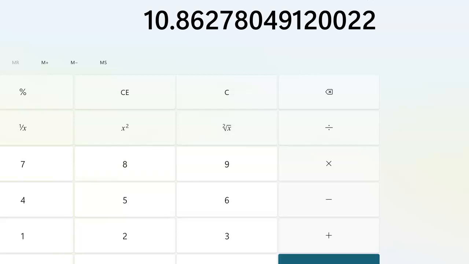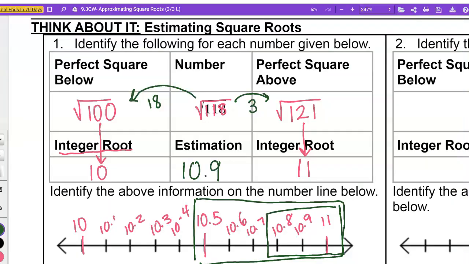That 6 would tell our 8 to round up, but it also tells us if we had said 10.9, if we had said 10.8, we were good. So we know the square root of 118 is about, that's what these squiggly signs mean, about 10.9. You're now going to go ahead and do that on the following slides.